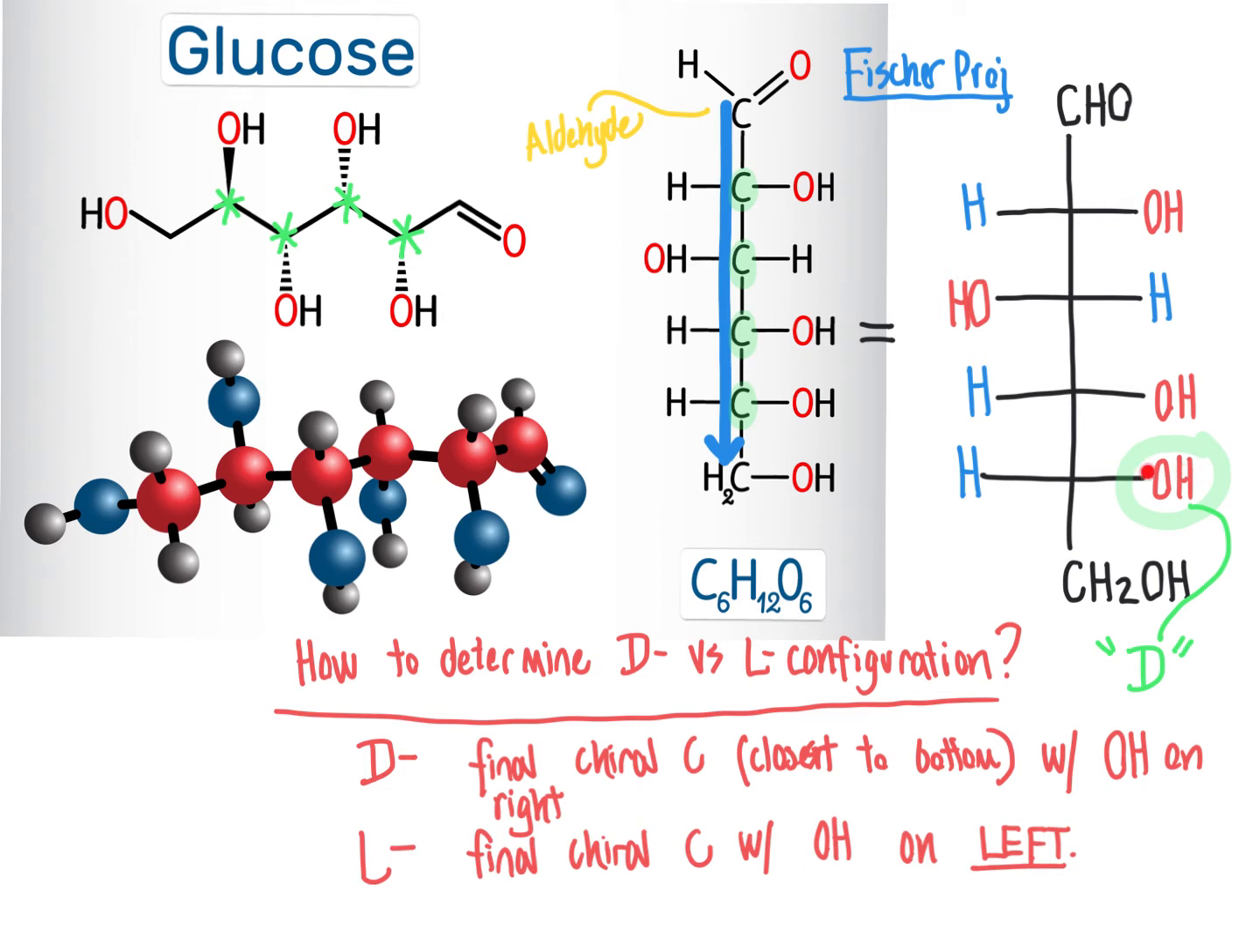So in other words, if this OH group that I'm highlighting here in our structure on the far right were not on the right, but instead were over here on the left, the molecule would instead cause light to rotate toward the left, counterclockwise, and the molecule would be referred to as the L configuration.